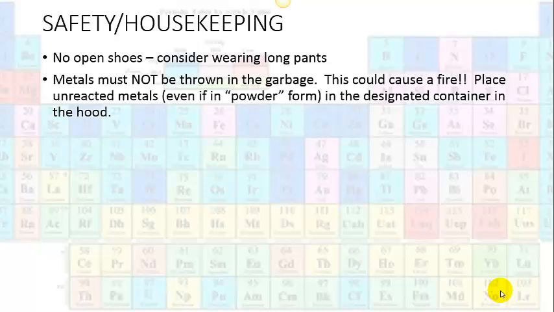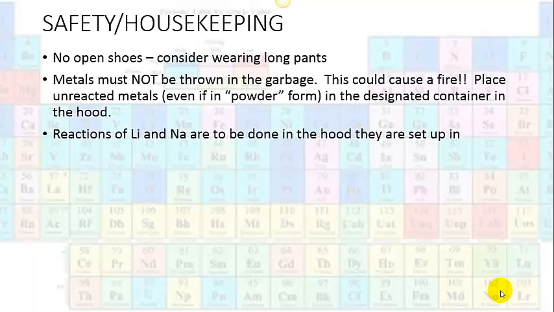It's really important this week to pay attention to where your used metals end up. Okay, we cannot throw them in the garbage. This is a fire hazard. We've had fires in the past. Any unreacted metals, even and actually especially in powder form. If you spill it, don't just sweep it up with a paper towel and throw it in the garbage. There is a designated container in the hood for these metals.